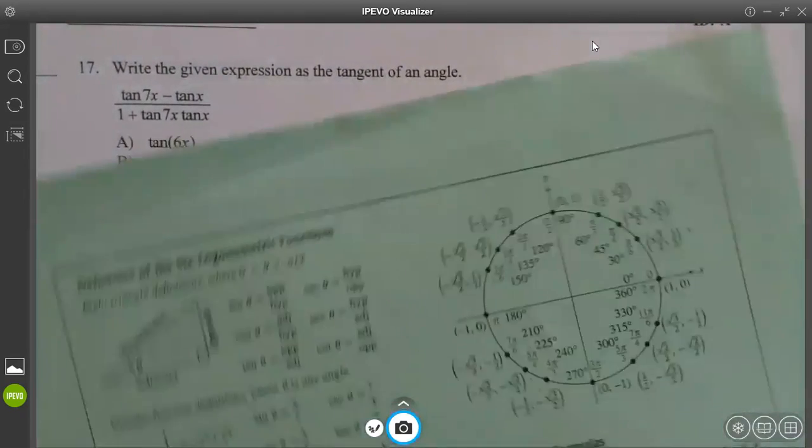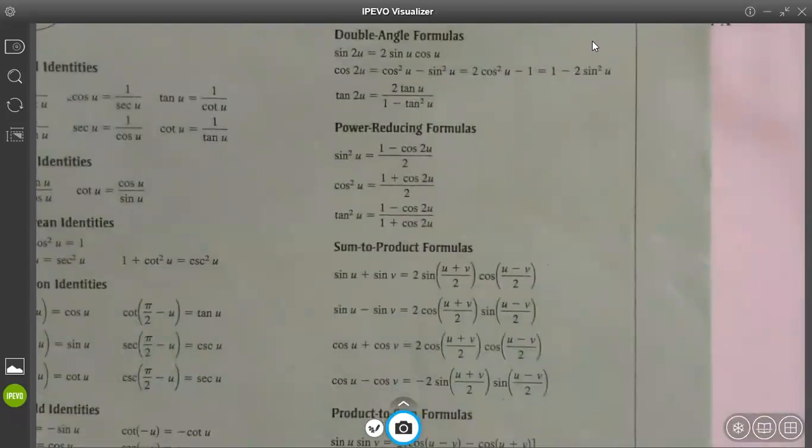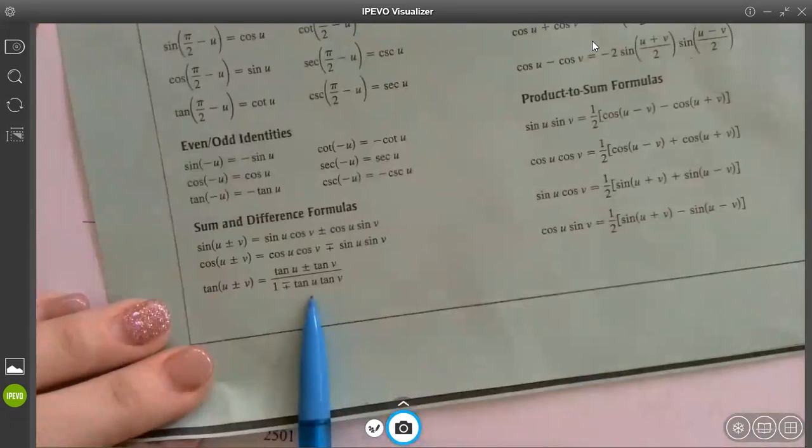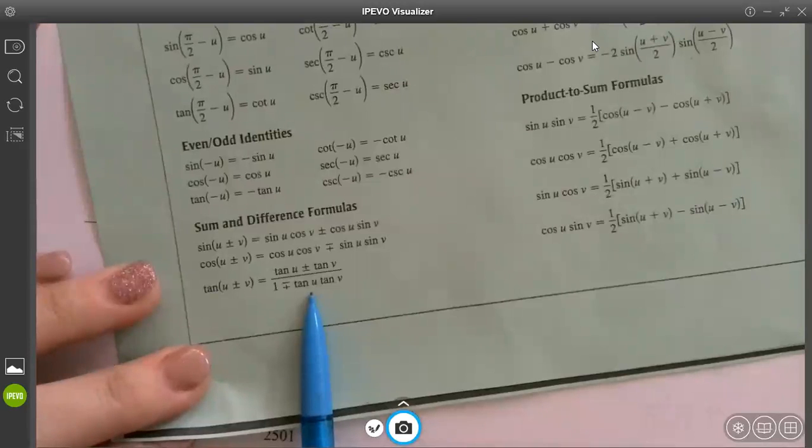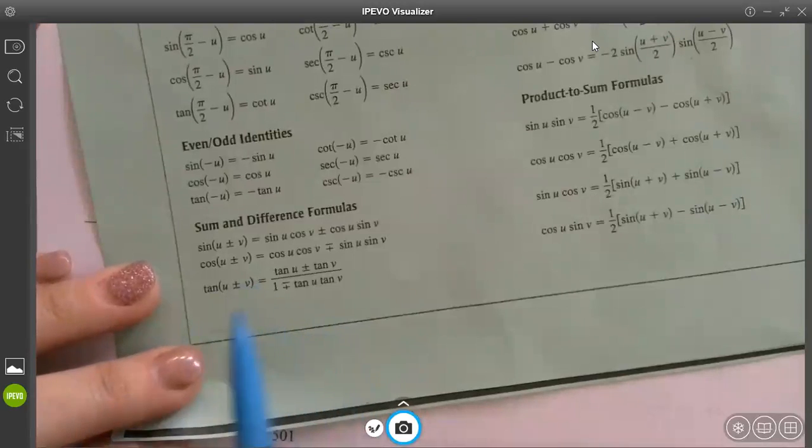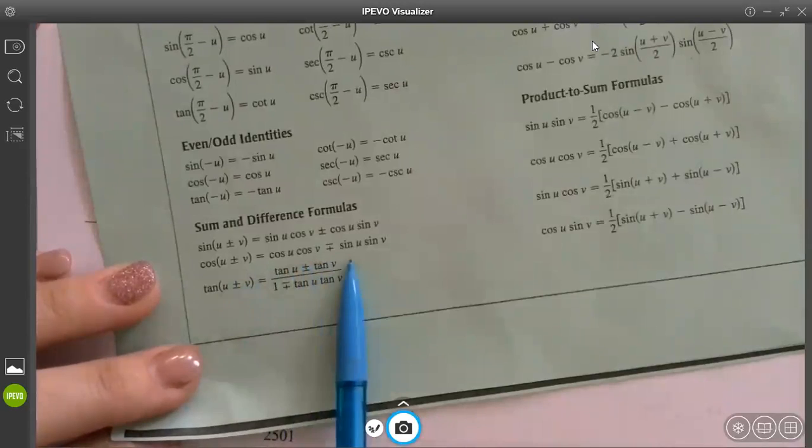This is a formula. What do you see? It's tan u plus tan v over 1 minus tan u tan v. Did everybody see it? Which one is it? If you don't know how to read this, whatever's on top goes together. So u plus v is tan u plus tan v over 1 minus tan u tan v.